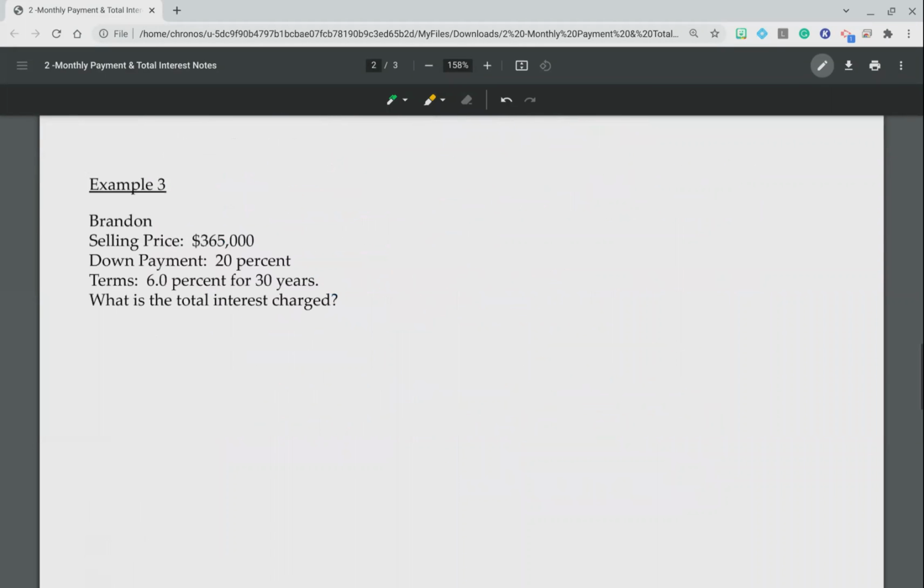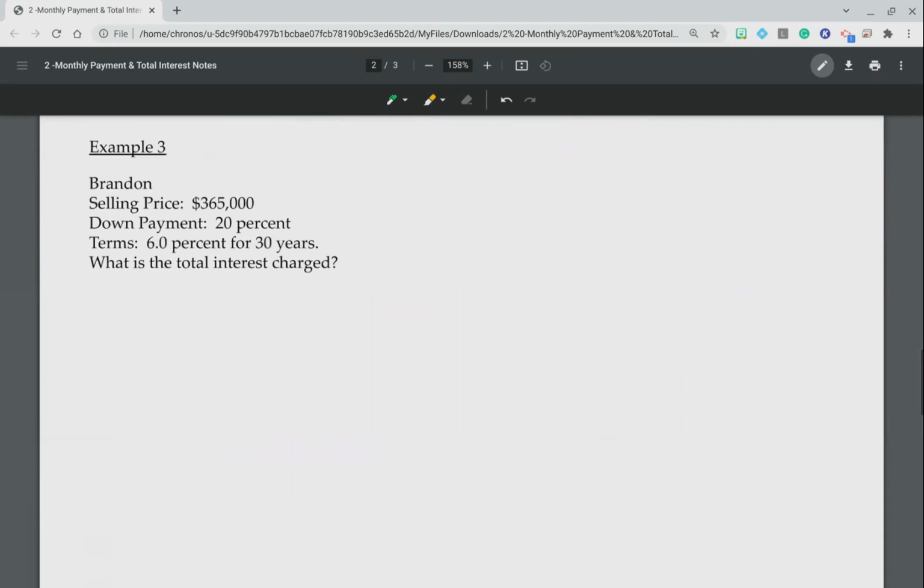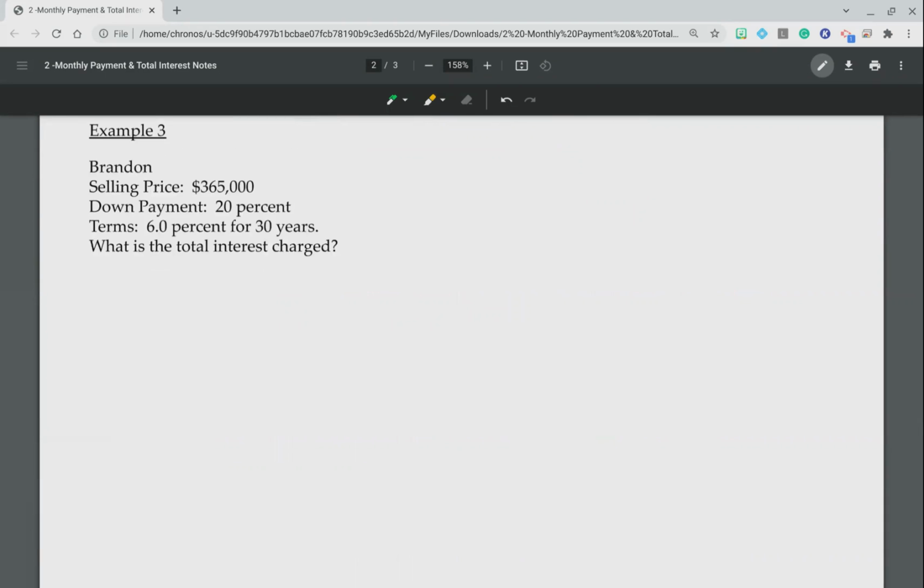All right, let's look at our last example here. And this one is the same math, but doesn't quite walk us through it the same way. So it says, Brandon's buying a house. His selling price is $365,000, and he's putting a down payment down of 20%. He has a 6% interest rate for 30 years. What is the total interest charge?